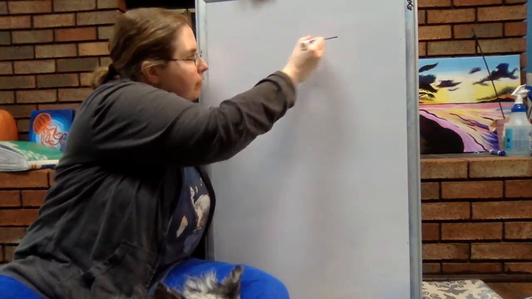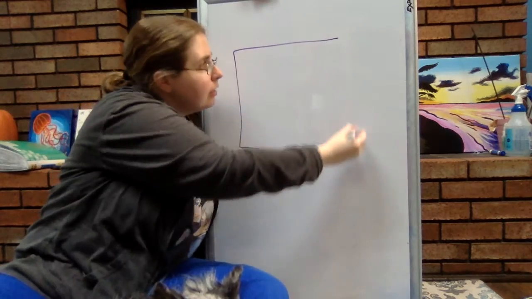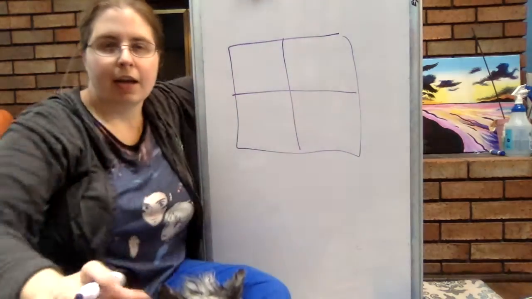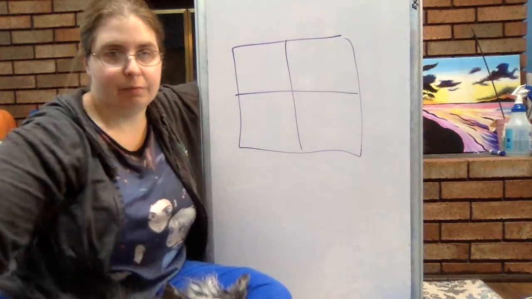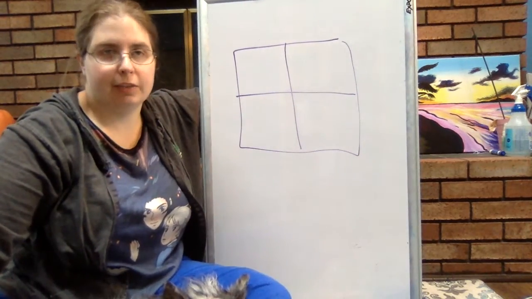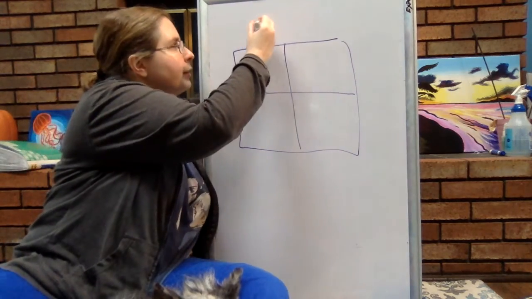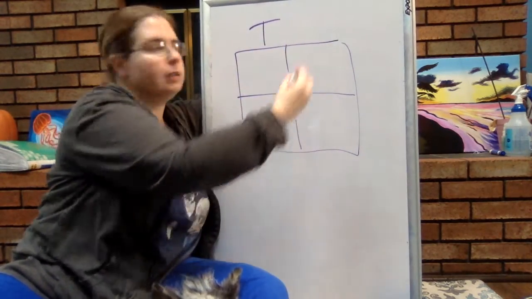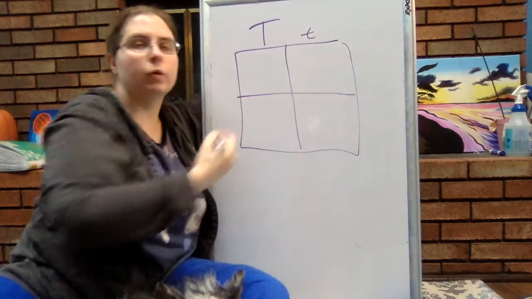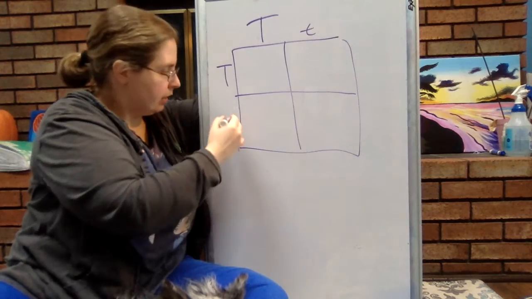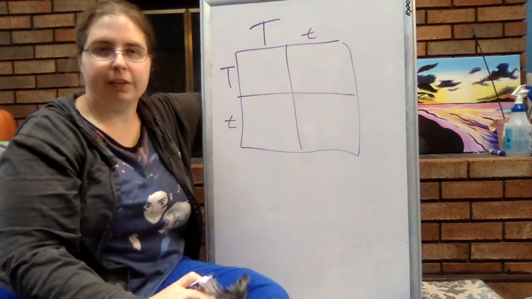All right. So we have our cross, our Punnett square. And now let's say maybe this time we have 2 heterozygous parents. So they're both tall because they're heterozygous. So we have big T over one column, little t over another. Big T in front of one, little t in front of the other.